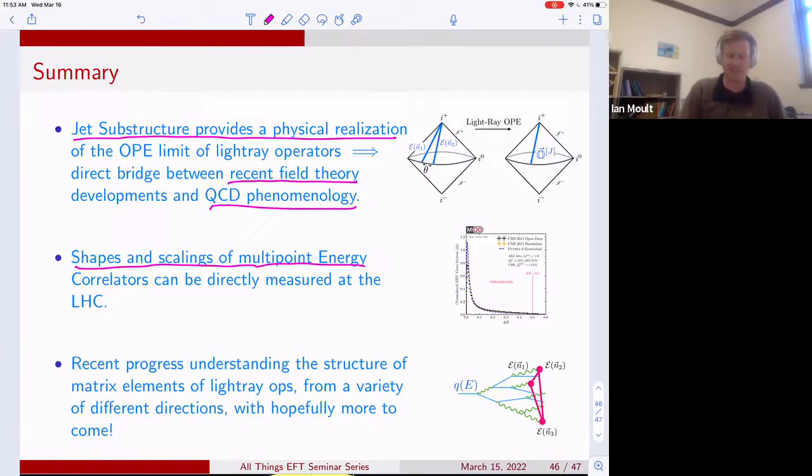And I think this is a really neat avenue to measure these correlation functions of light ray operators, which is something that had not previously been done in quantum field theory. And finally, there's a lot of recent progress coming from a whole bunch of different directions to try and better understand the structure of these matrix elements of light ray operators. And so hopefully this will have a lot more impact on the way in which one understands QCD at colliders such as the LHC.